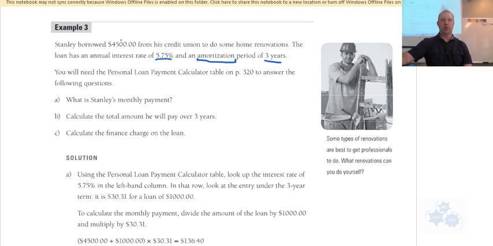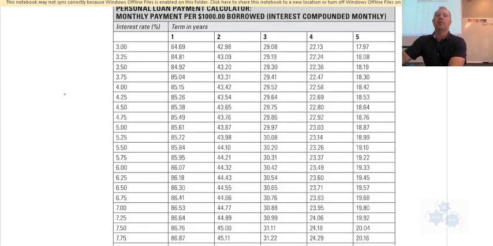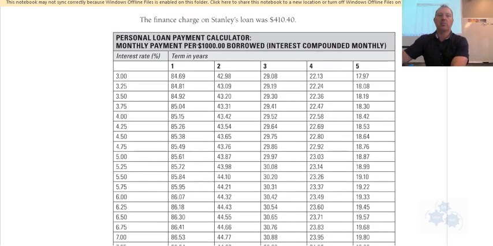You will need the personal loan calculator on page 320, so we're going to go to that personal loan calculator chart. We're going to look at that in a minute to answer the following question. What is Stanley's monthly payment? There is a personal loan payment calculator chart on this next page. It's right here. This chart shows you, at a certain interest rate, how much money you're going to be paying, and usually it's per $1,000 of the amount borrowed.